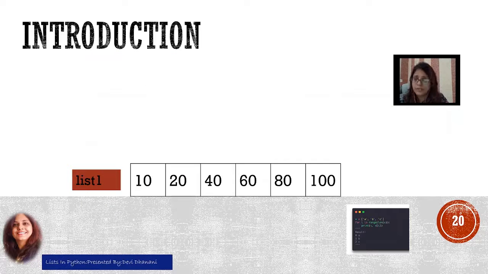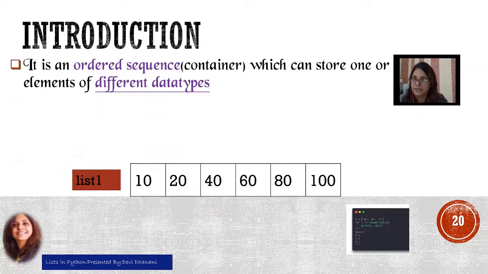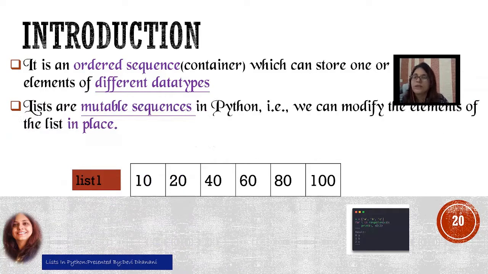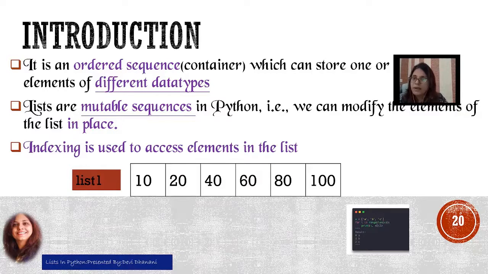To begin with, let's quickly have a recap of what we have done in our previous video. Let's assume a list 1 having elements 10, 20, 40, 60, 80, 100. Now, how is this list represented in Python? First of all, a list is an ordered sequence. It can store one or more elements of different data types. Lists are mutable sequences in Python. We can modify the elements of the list in place. And if we wish to access the elements in the list, we need to use indexing. So this was given in the introduction video.